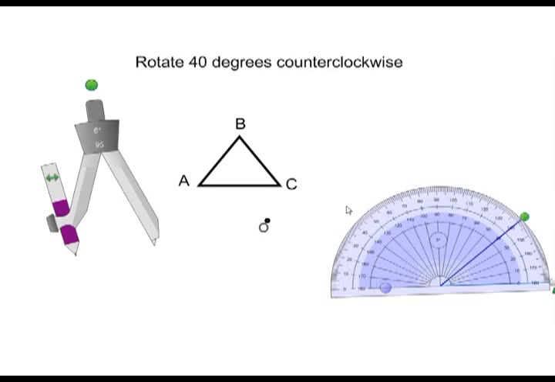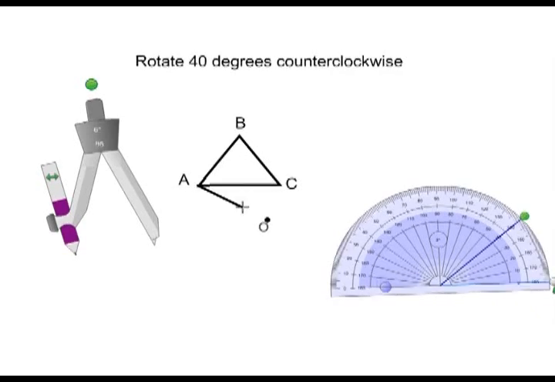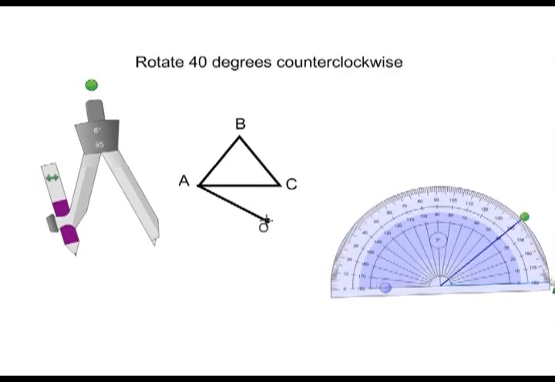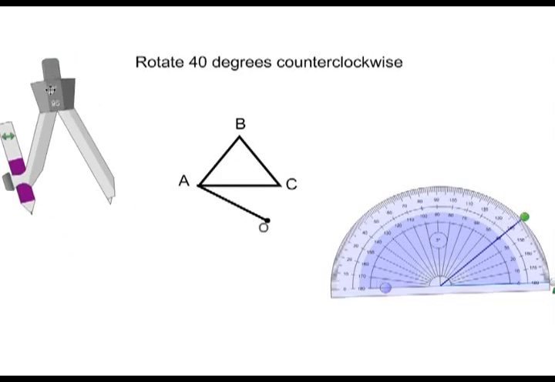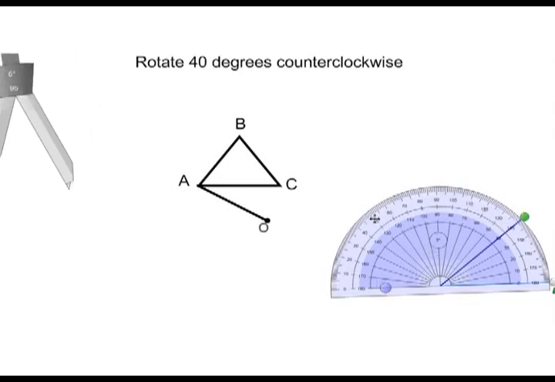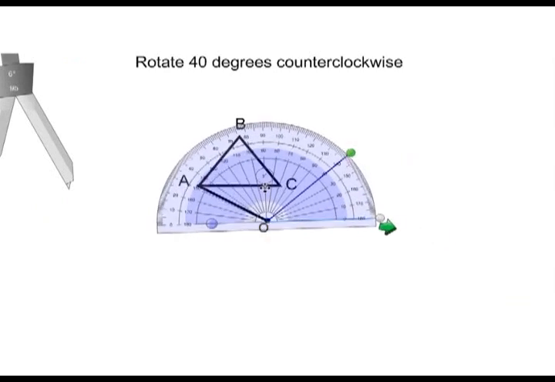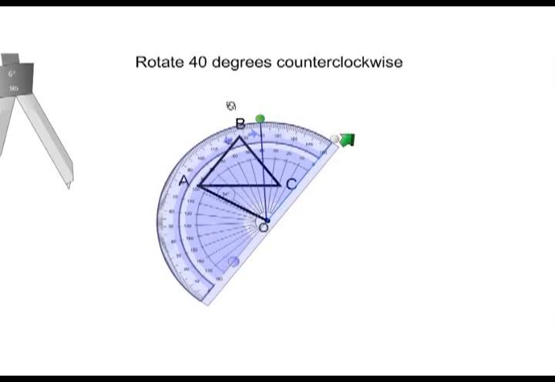We cannot construct 40 degrees, and so we will be forced to measure that. But we need the compass to measure the distance from the vertices to the center of rotation, because we will need the same equal distances from that center to the vertices of the image. The first thing is to draw a line from A to the center of rotation. We will put this one aside first, and then take the protractor and measure 40 degrees in the anti-clockwise direction.